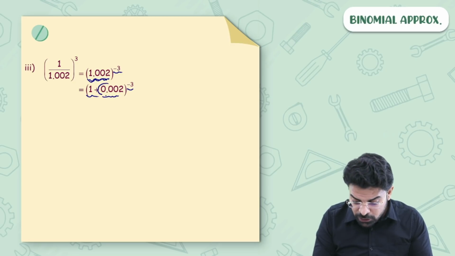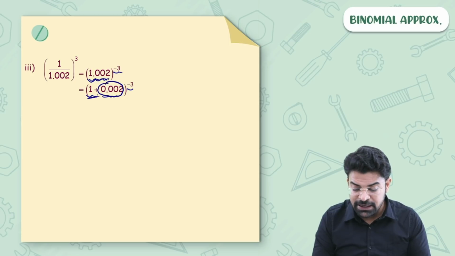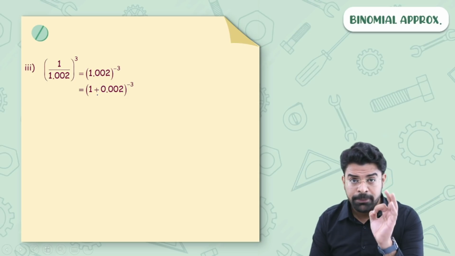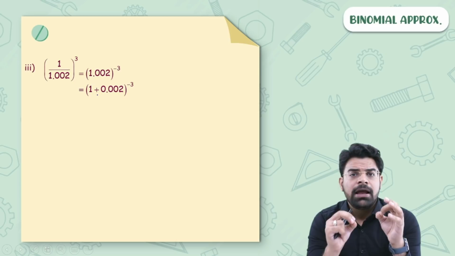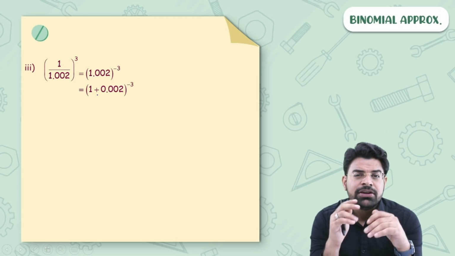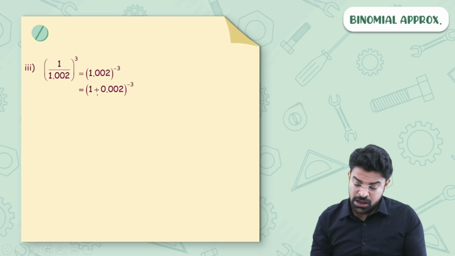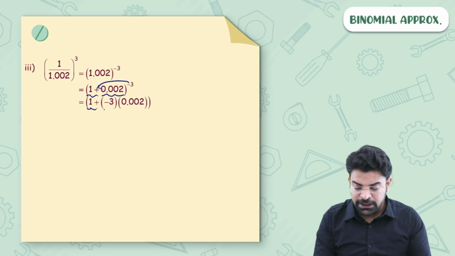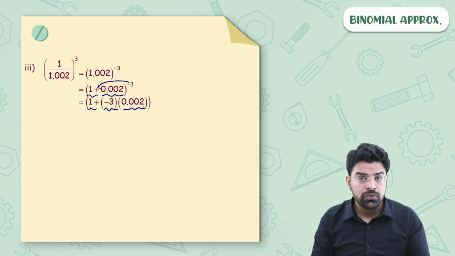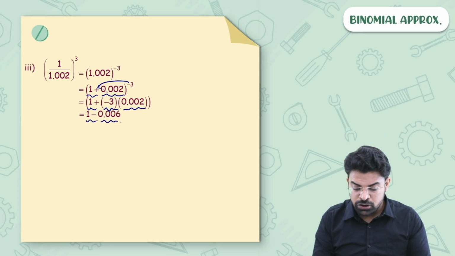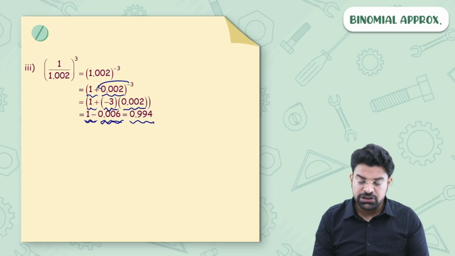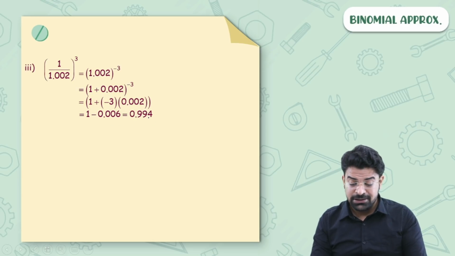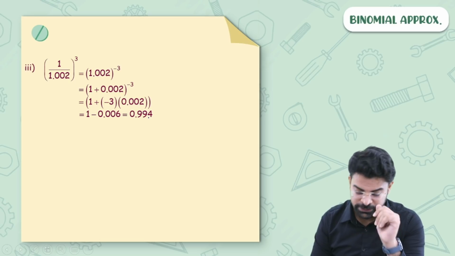As the magnitude of x is less than 1, you can use the binomial approximation. Once again, binomial approximation does not give you the exact answer, it gives you an approximate result. So, for the magnitude of x less than 1, you can bring the power in front, and what you get is 1 plus minus 3 times 0.002. So that gives you 1 minus 0.006, and 1 minus 0.006 will be nothing but 0.994. Easy to calculate using binomial approximation.